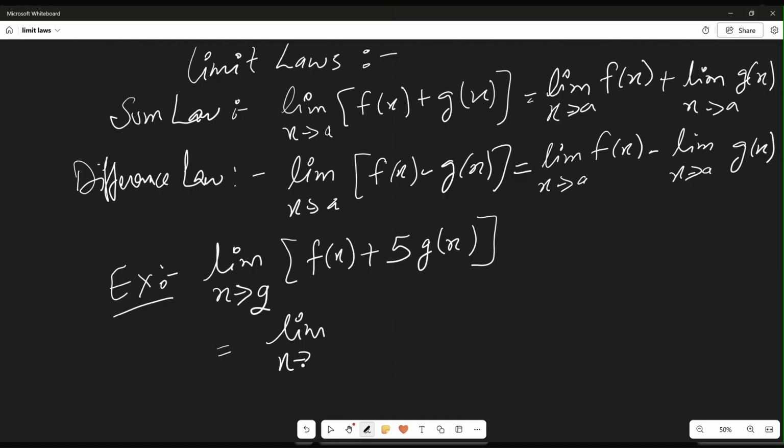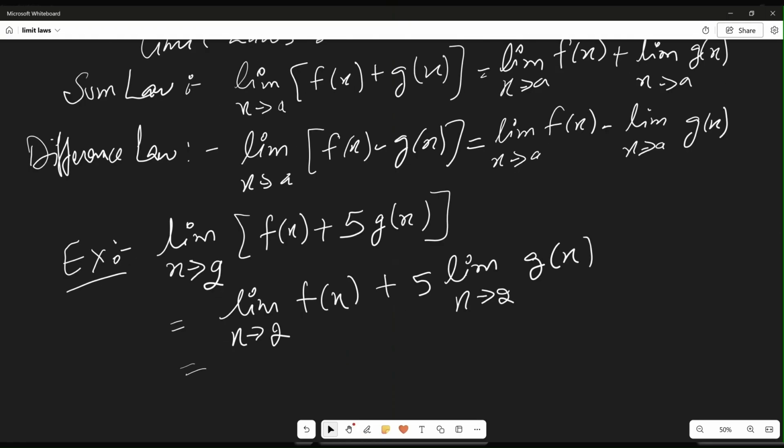limit as x approaches 2 of f(x) plus 5 times limit as x approaches 2 of g(x). Given is this: limit as x approaches 2 of f(x) is equal to 4, and limit as x approaches 2 of g(x) is equal to negative 2.